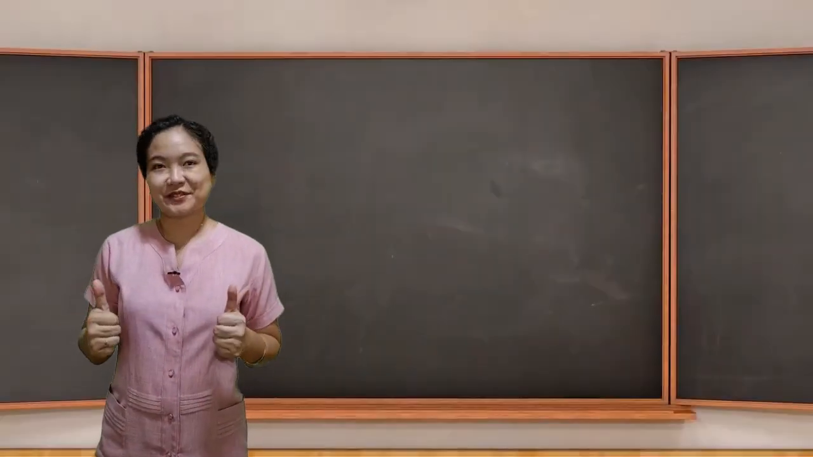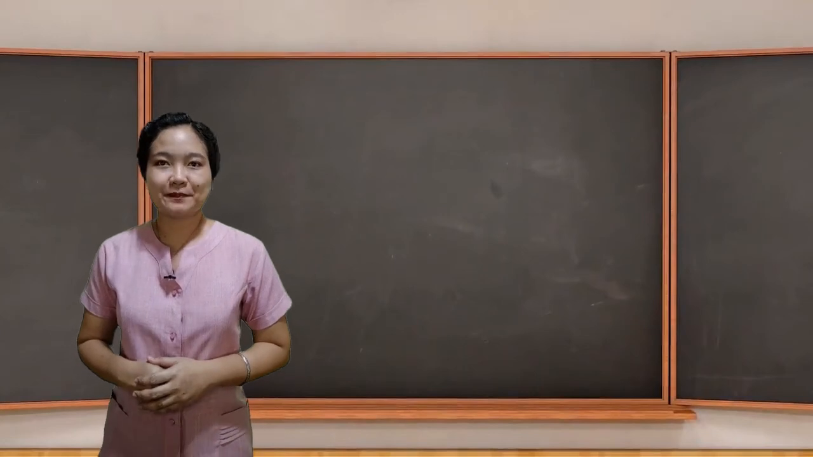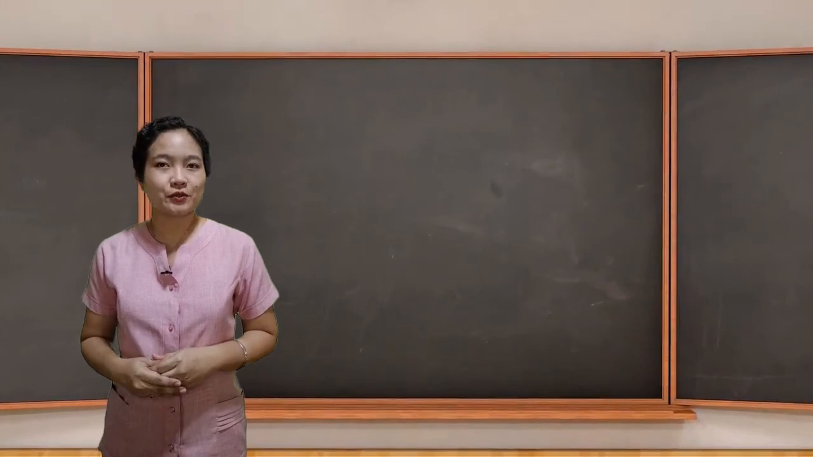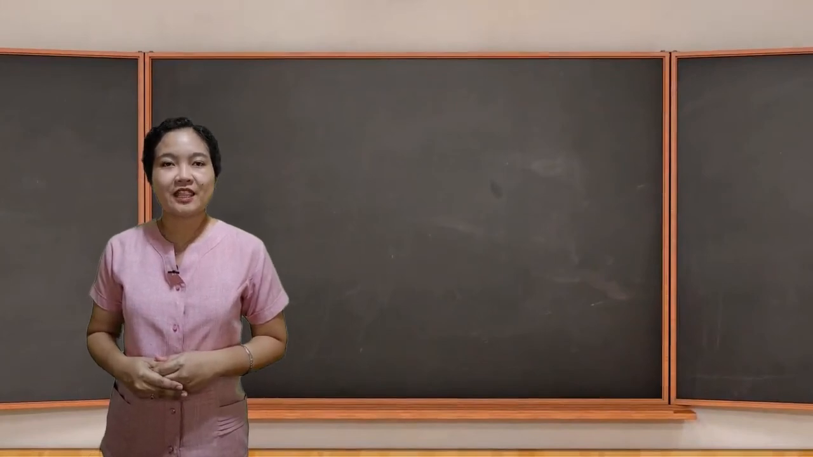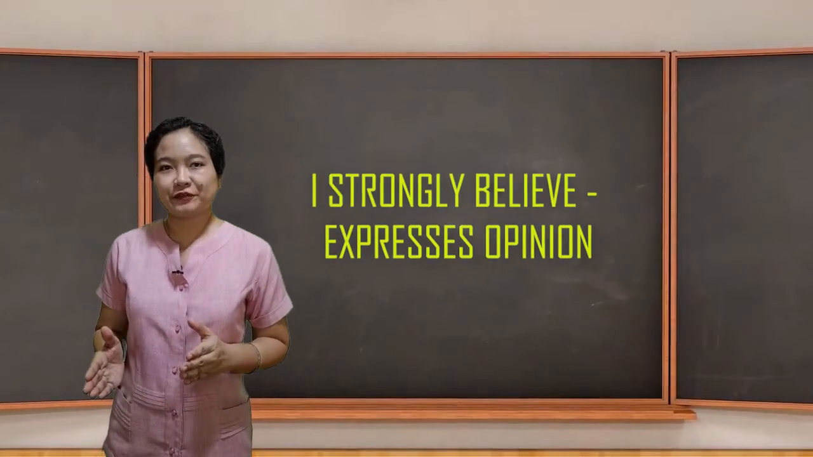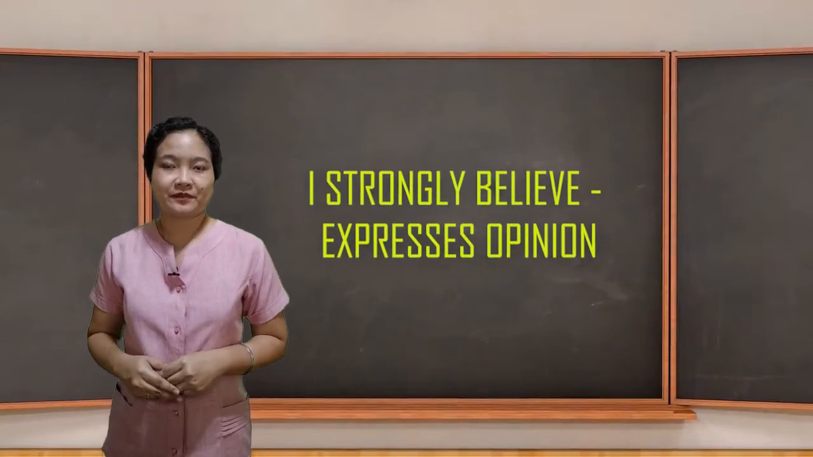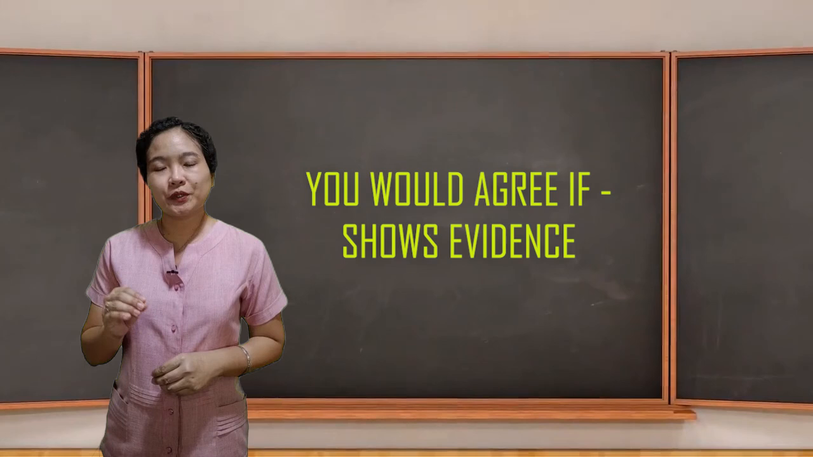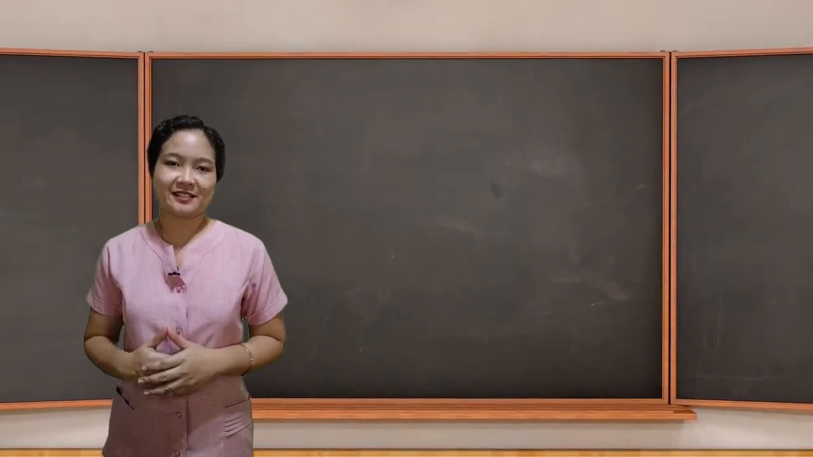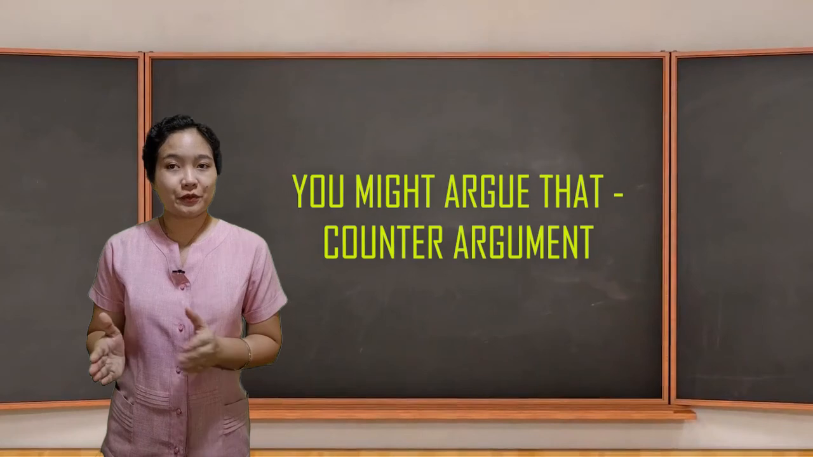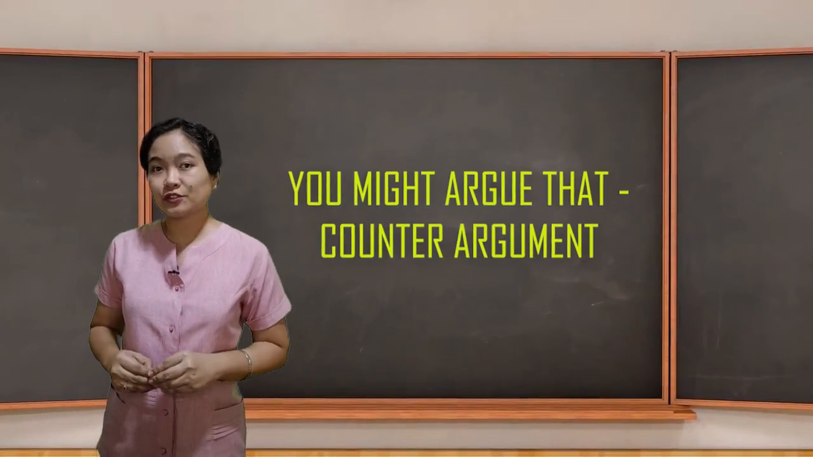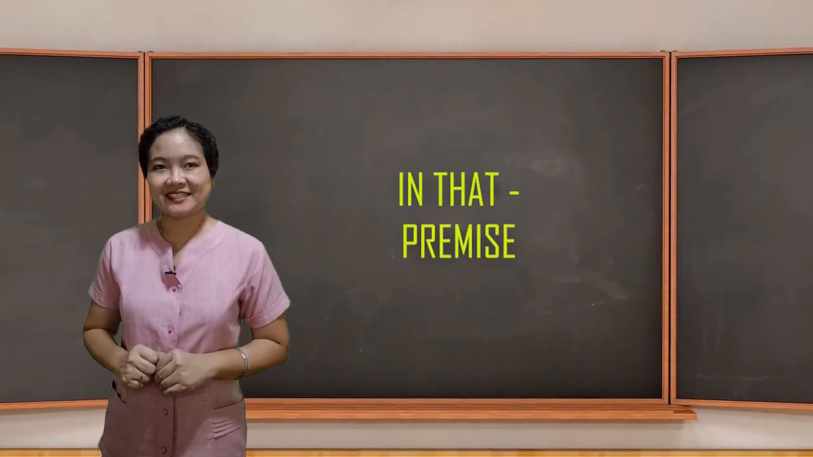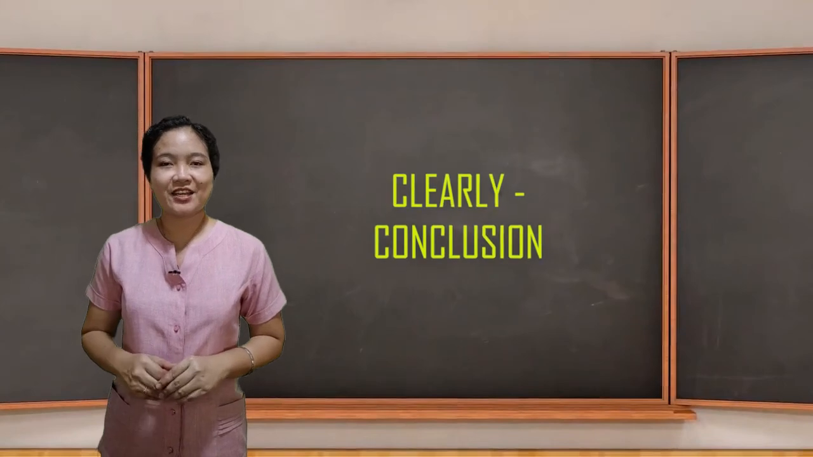Well done, dear students. Now this time, using the same example, let us examine how the expressions are used in the passage. Number 1, strongly believe expresses opinion. For example, shows evidence. You would agree shows evidence. You might argue that is a counter argument. In fact is a premise. And clearly is conclusion.